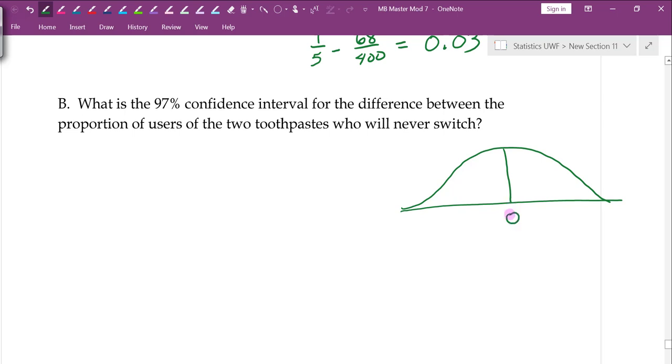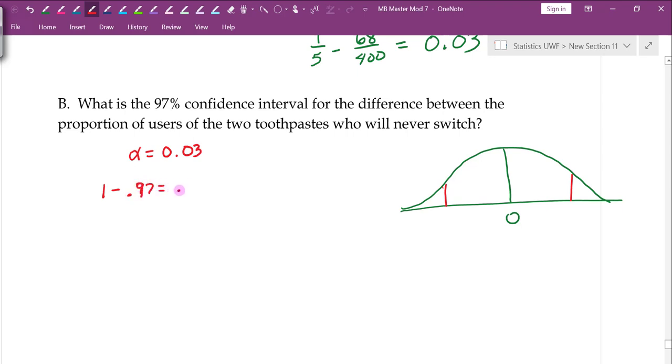And because we're doing a confidence interval, we're going to have to put half of alpha on the left tail, half of alpha on the right tail. In this case, alpha is equal to 0.03. How did I get alpha? It's going to be 1 minus 0.97, because that's my confidence level, which equals 0.03.